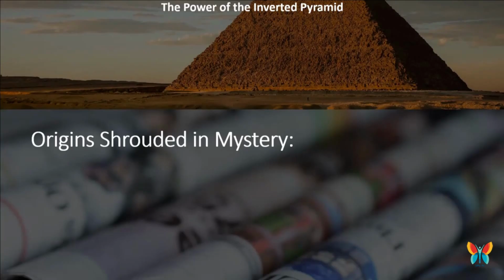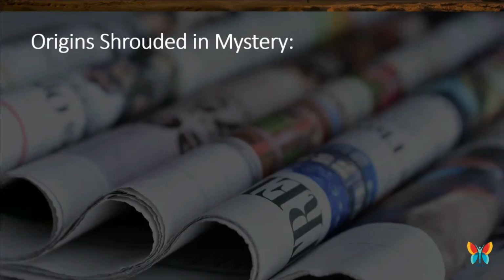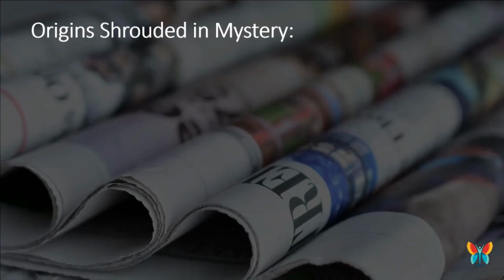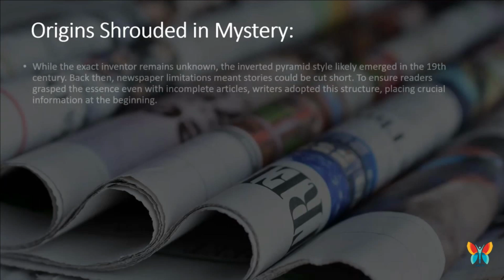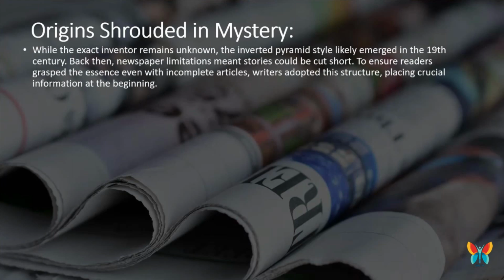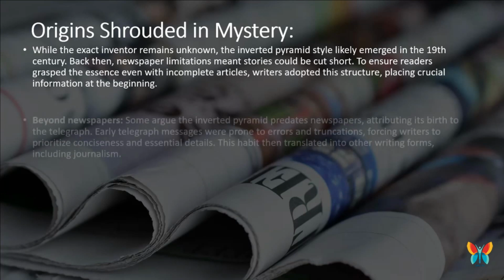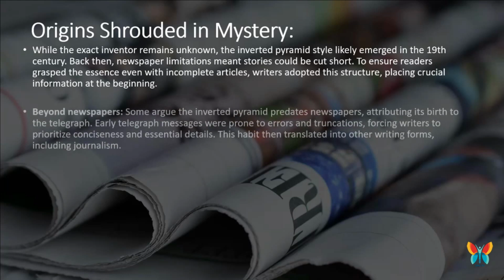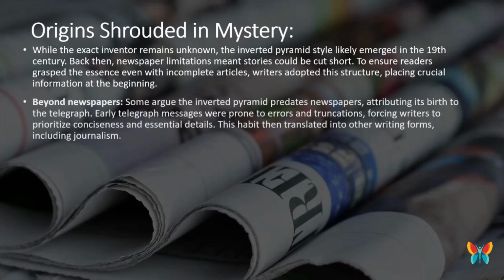Beyond newspapers, some argue the inverted pyramid predates newspapers, attributing its birth to the telegraph. Early telegraph messages were prone to errors and truncations, forcing writers to prioritize conciseness and essential details. This habit then translated into other writing forms, including journalism, a journalistic mainstay. The inverted pyramid became standard practice in news writing and remains relevant today.